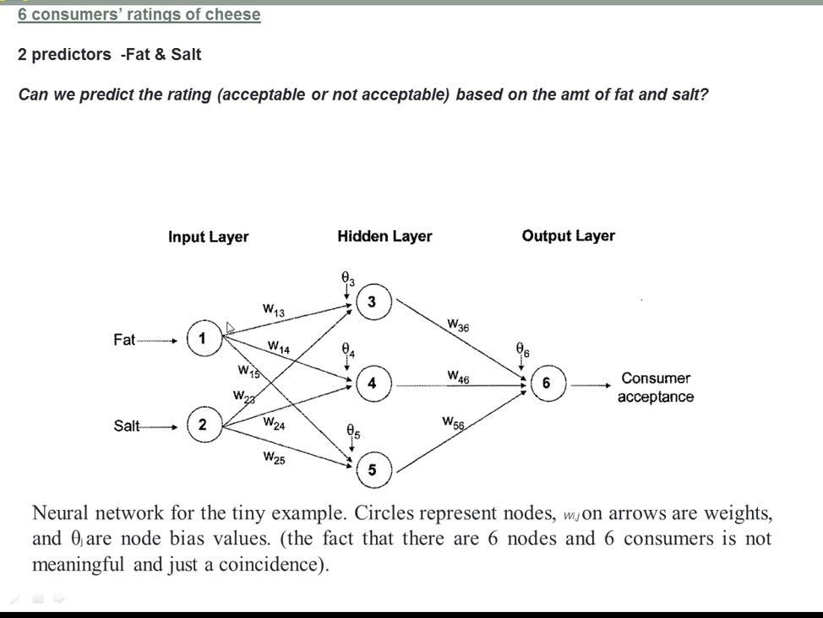So what are the 2 nodes in the input layer labeled as? They're labeled as 1 and 2. And what do they accept? The fat and the salt reading. So what we're going to do is take the first cheese and find out how much fat and how much salt is in it, and put those into node 1 and node 2. Okay? You'll see what we do.